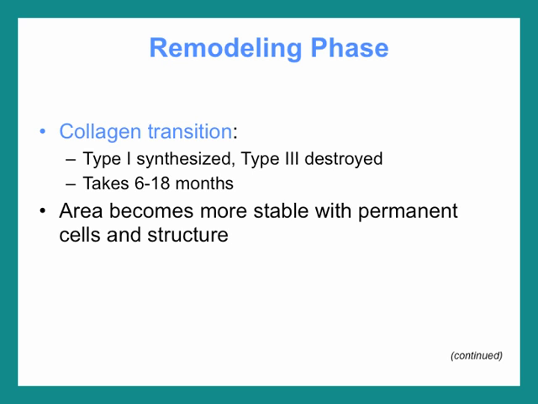So just keep in mind that if somebody has a torn ACL, torn MCL, and they've gone through rehab and they're going back on the field at 6 months, that collagen around the injury is kind of still young. It's baby type 1 collagen. So while it's strong, it still could be up to a year before that collagen is really at its best. The area becomes more stable with permanent cells and structure as well.